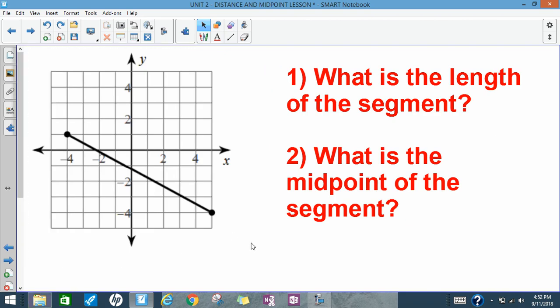So that's all I got for you today. What I'd like you to do, I've added 2 questions. Number 1, I want you to find the length of the segment using the Pythagorean Theorem. And number 2, I want you to find the midpoint of the segment by adding the x's, dividing by 2, adding the y's, dividing by 2, and choose the appropriate answer choice that I give you.